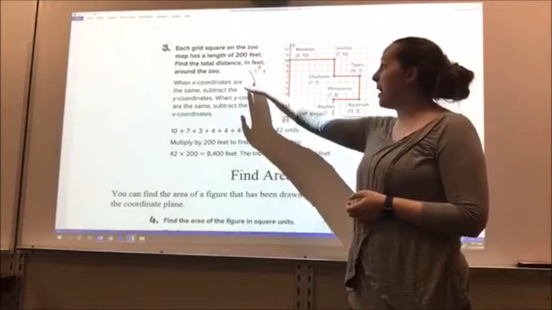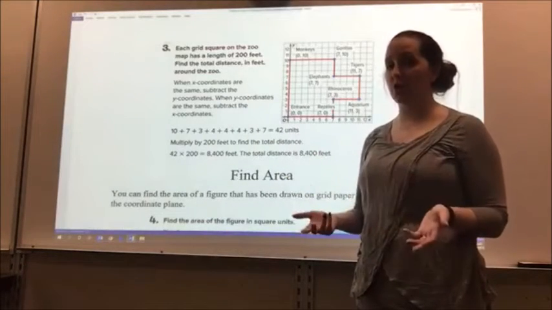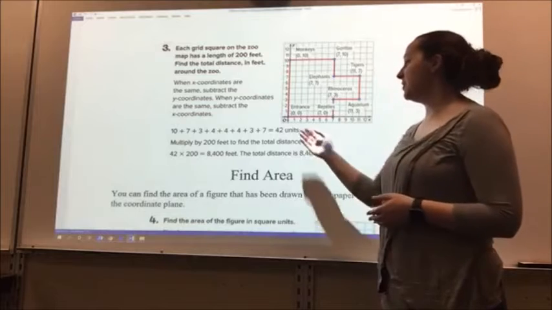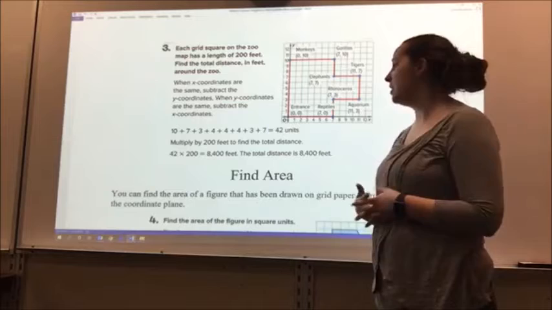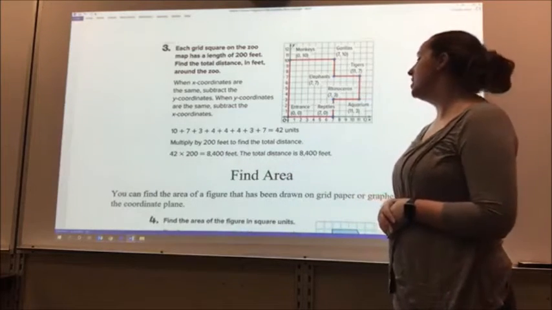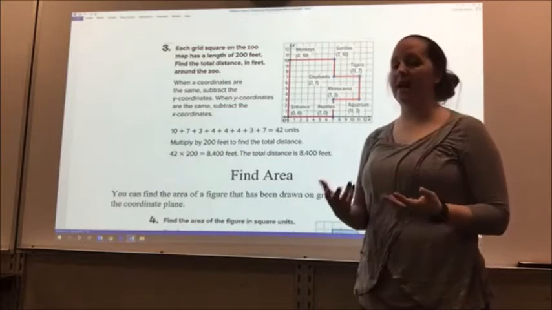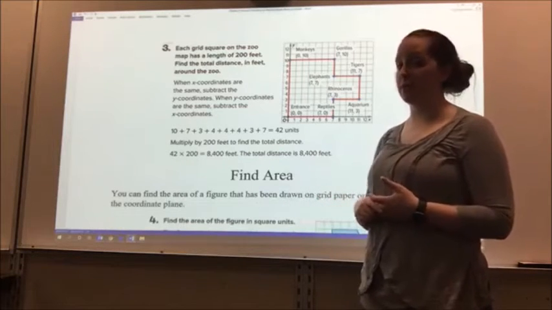Then the problem told me that each one of these squares represents 200 feet. So I multiply my answer times 200 to get the actual approximation in feet. 42 times 200 is 8,400 feet. So the total distance is 8,400 feet around the entire perimeter of the zoo.